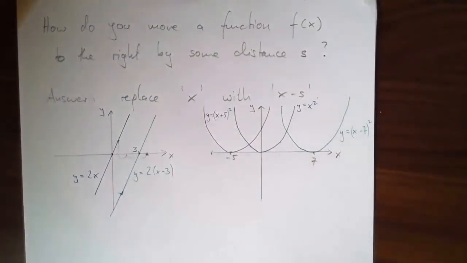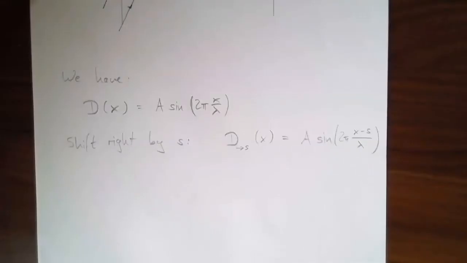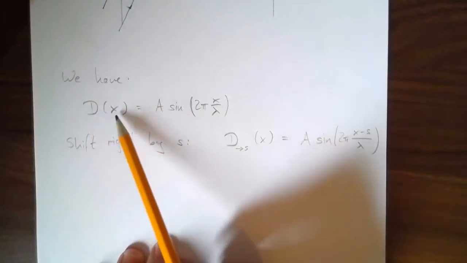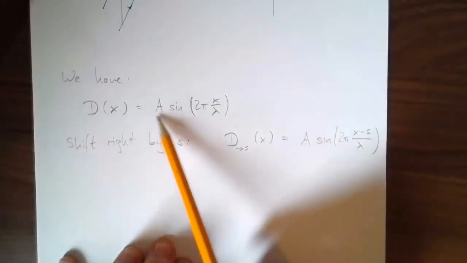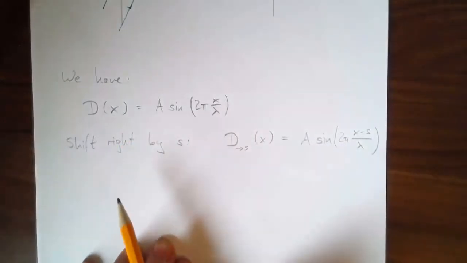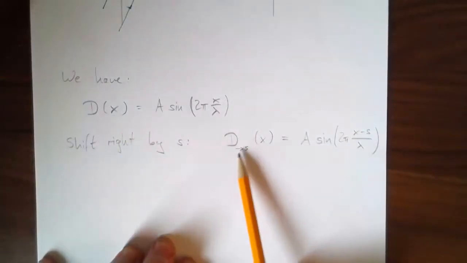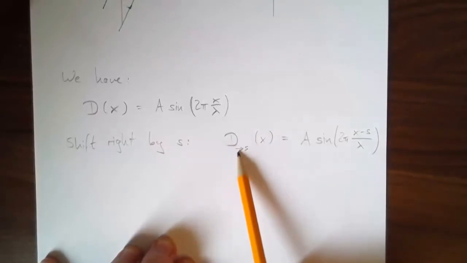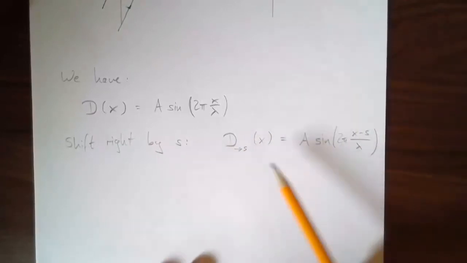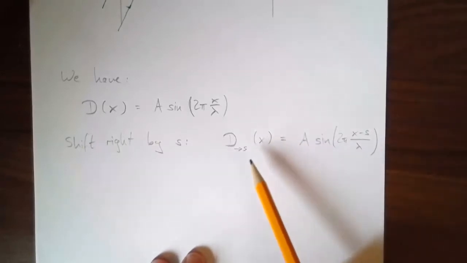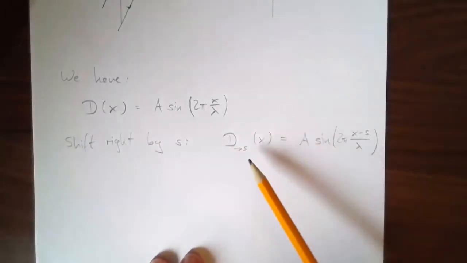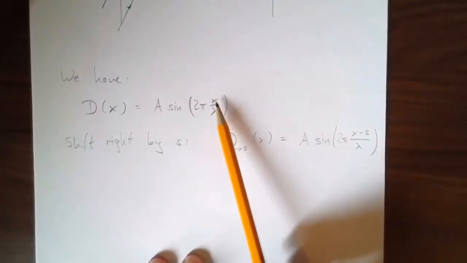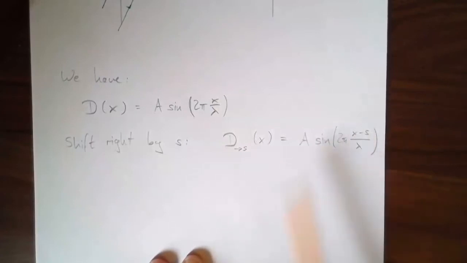So let's apply this to our function. Here's what that looks like applied to our function. So the function was this, right? The displacement as a function of position was this, at time t equals 0. Now I want to shift it to the right by s. I indicated this by having this little subscript s. It's not any kind of official way of writing this. I just made this up, but I think it's clear what that means. So I take this function, I take x that appears here, I replace it by x minus s.